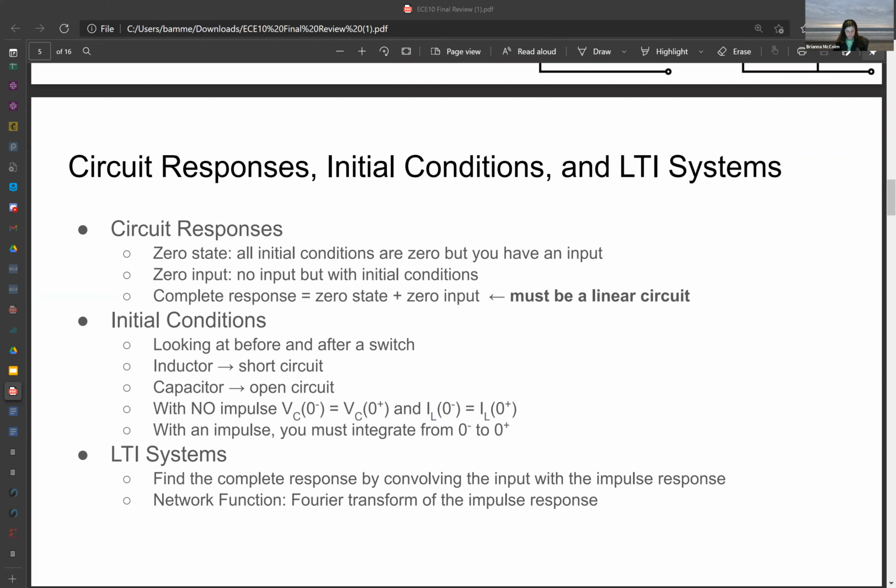So initial conditions, it looks like Professor Pamarti is very fond of circuits with several switches in them and a lot of components, so initial conditions are absolutely critical for you to understand.